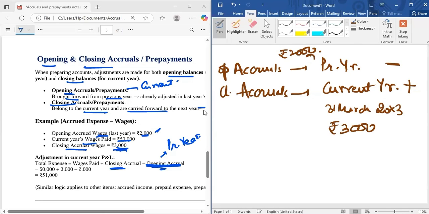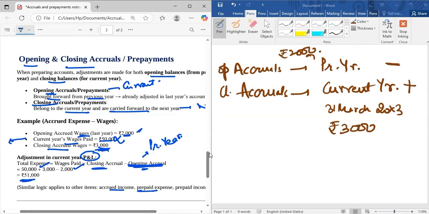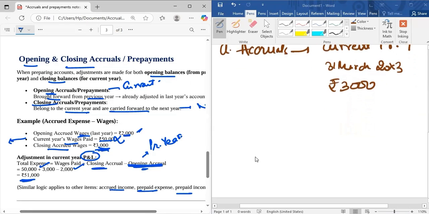So see, what would be the amount that would go into P&L? It will not be this 50,000. We will not take 50,000. What we will take, we will add 3,000 to it, which is the closing accruals, and we will deduct 2,000, which are the opening accruals, so that we get the amount of 51,000. The same logic applies to accrued income, prepaid expenses, and prepaid income too, but I will explain that.